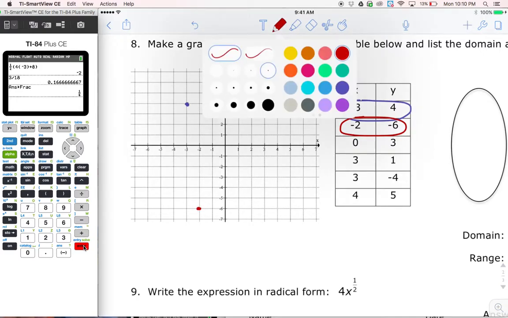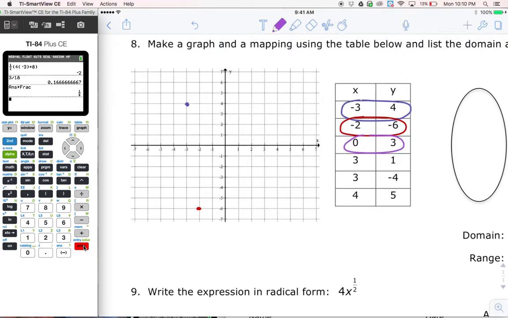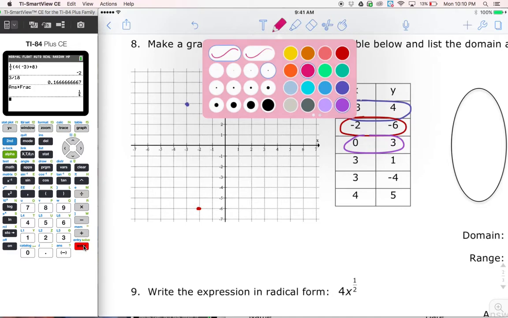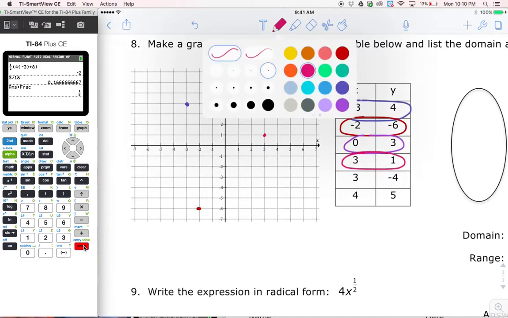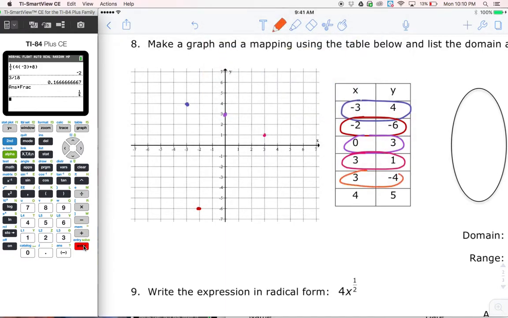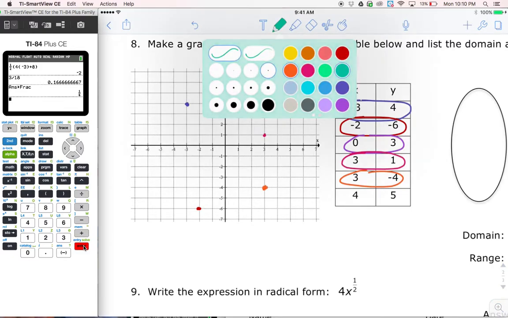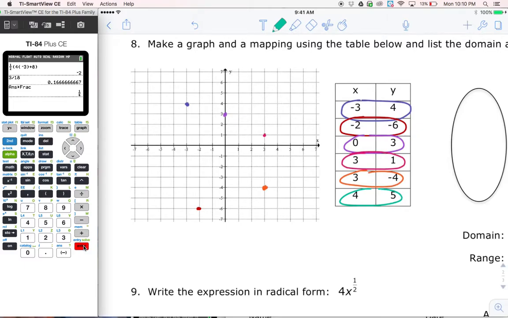All right, next we're going to go 0, 3, which is this point here. And now we've got 3, 1, over 3 up 1. There we go. Okay, my next point is going to be 3, negative 4, so over 3 down 4. And my last point is going to be 4, 5, over 4 up 5.